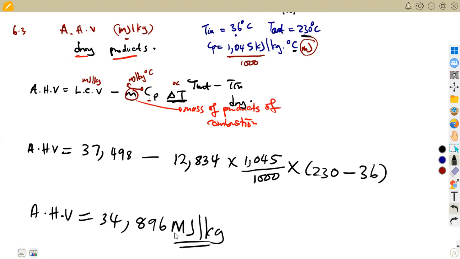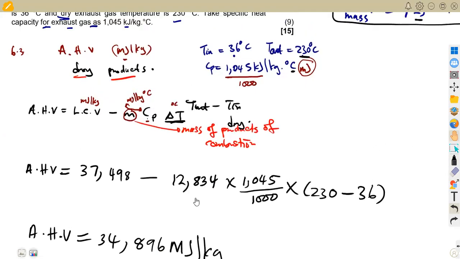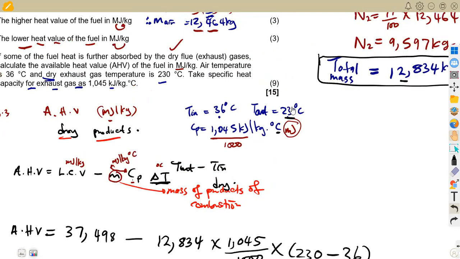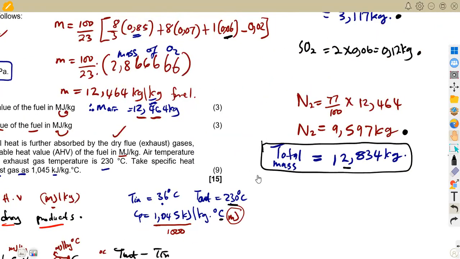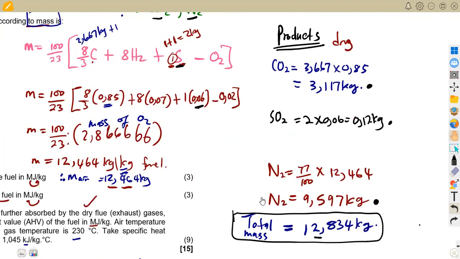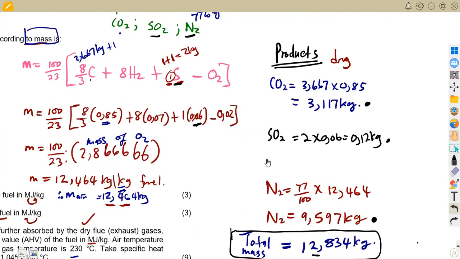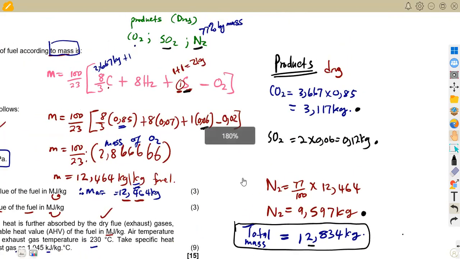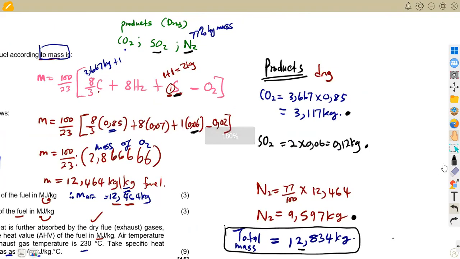So that is how questions sometimes might be, where you need to play around with your formulas. What are we given? What are we not given? And how can we obtain what we are not given but needed in the formula? Because the formula needs the mass of the products, we have to go back to our theoretical calculations. We only focus on the dry products in this case.